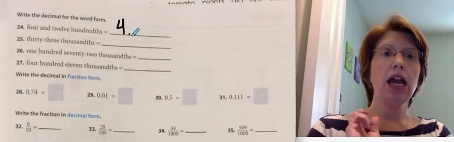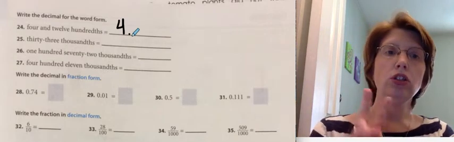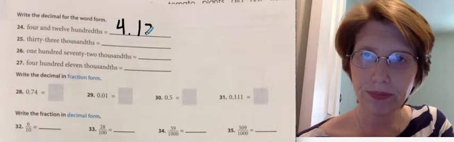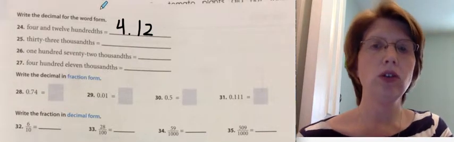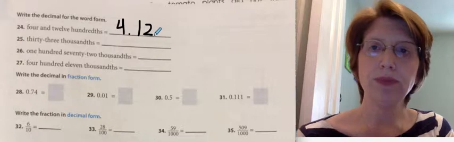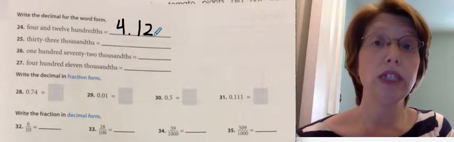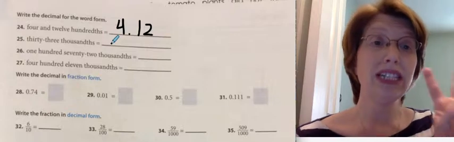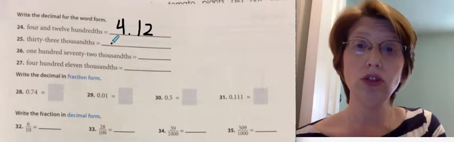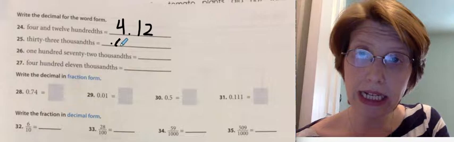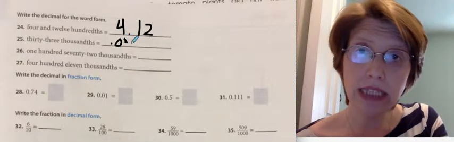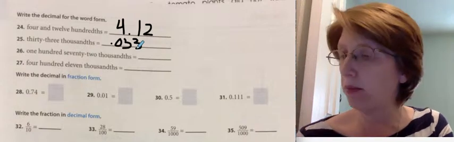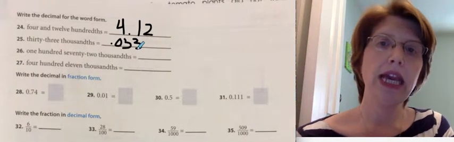Okay, let me think. 100 has 2 zeros. 12 has 2 digits, so we're good. We don't have to add any zeros. 4 and 12 hundredths. 33 thousandths. That means I'm going to be behind a decimal. Thousandths has 3 zeros. 33 has only 2 numbers. So that means I'm going to need to add a 0 in front, not behind. 33 thousandths.